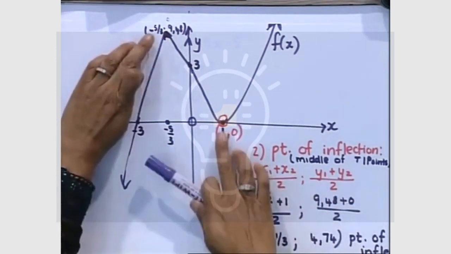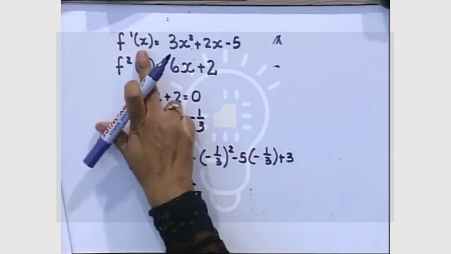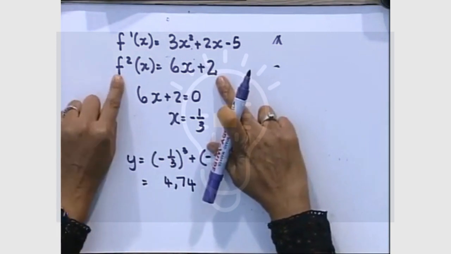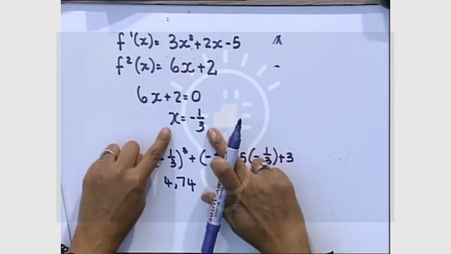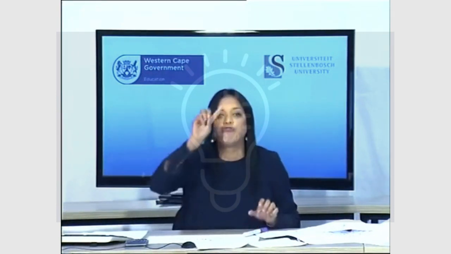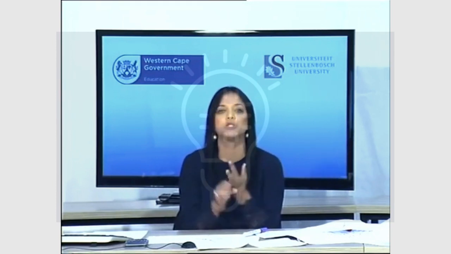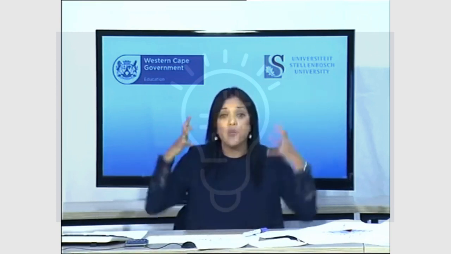Point of inflection, just get the middle of the two turning points, or find the first derivative. Then you get your second derivative. Make your second derivative naught. Take that value that you got and sub it into your original equation. Remember quickly, grade 12s, if ever you are looking for a y coordinate, whether it's the y of the point of inflection, whether it's the y coordinate of the turning point, always take the x's that you found and substitute it back where? Into the original equation.